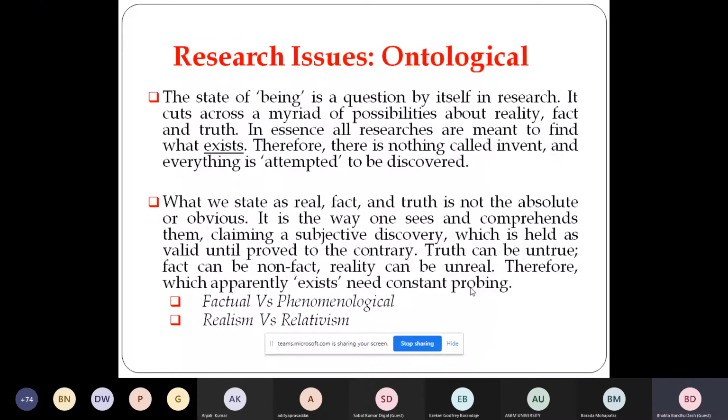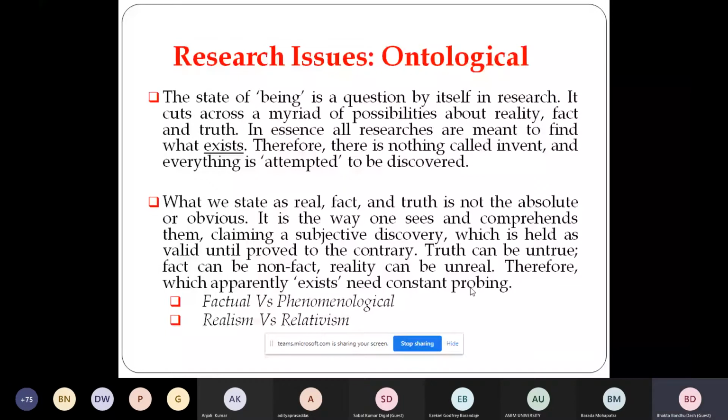So in the process of research, if you analyze, a truth can be a non-true element. A fact can be a non-fact. And a reality also can be unreal. So ultimately, it is a process of constant probing. We went on probing it. We went on identifying it. We went on justifying it. We went on establishing it. And in this case, there are two contexts coming before. The first context is factual versus phenomenology. Realism versus relativism. So ultimately, your concept always moves between fact and phenomenon.